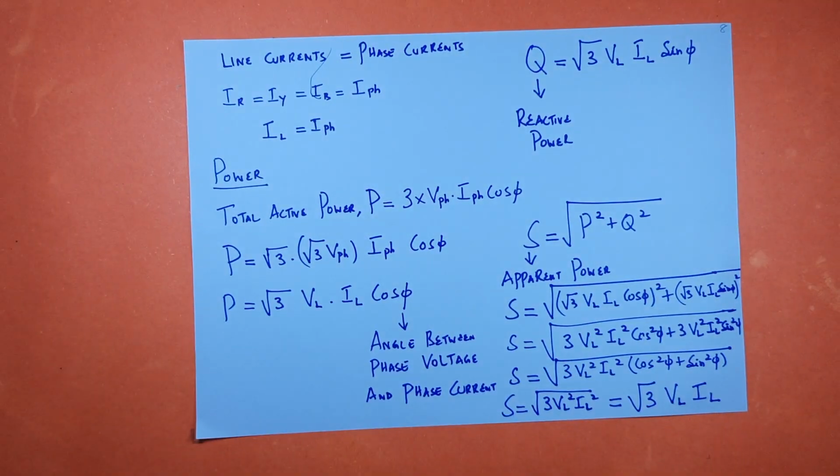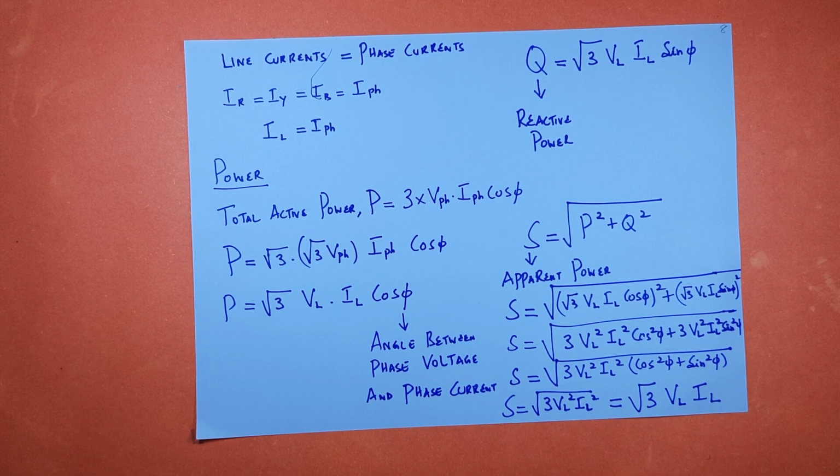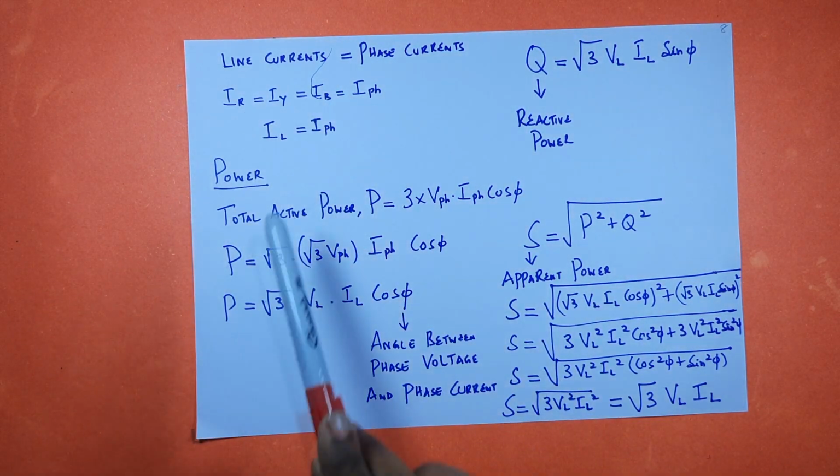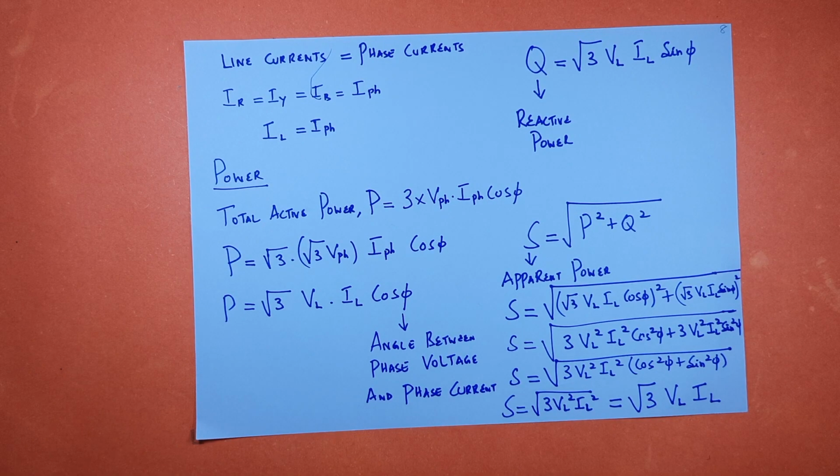So based upon this, in a star connected system, we can write the line current equal to the phase current. But this is a balanced system, so all three currents are equal. IR equal to IY equal to IB equal to I phase. So these are all line currents. So IL equal to I phase in a star connected three-phase system.